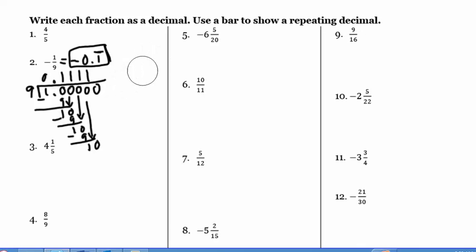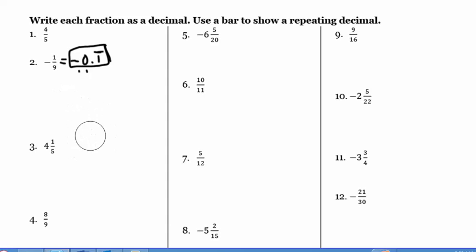Alright, let's take a look at number 3. Alright, so 3, we have a mixed number of 4 and 1/5. So we automatically know that decimal is going to be 4 point something. Now 1/5 is one of them I want you to know automatically, but let's say you just forgot it. That's fine, but this one's nice. 5 goes into 1 0 times, 5 goes into 10 2 times, and there's no remainder. So 1/5 is 0.2. So 4 1/5 is going to be 4.2.